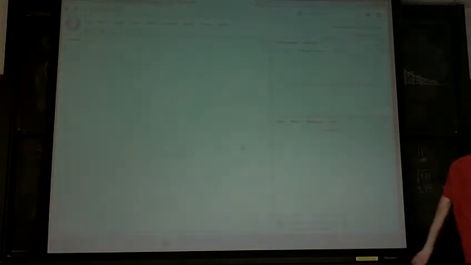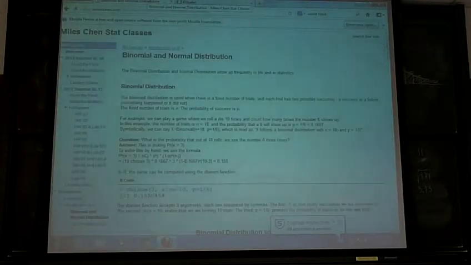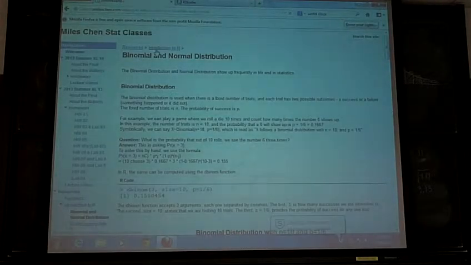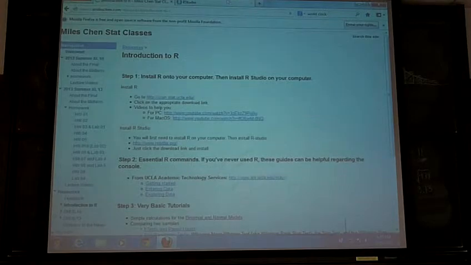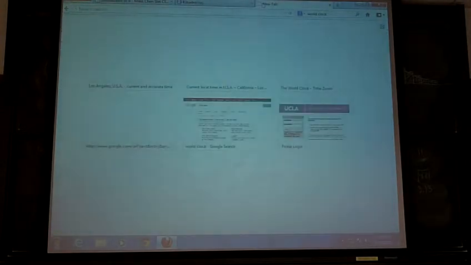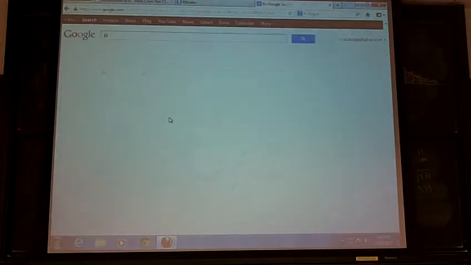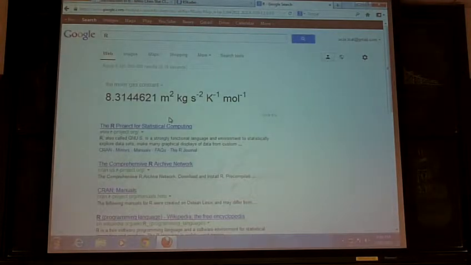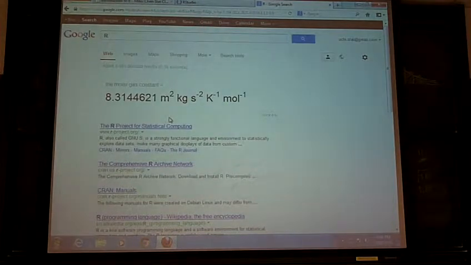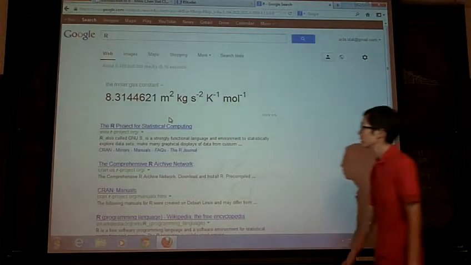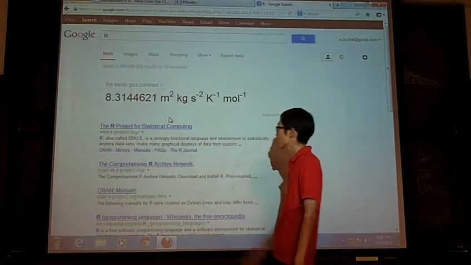Okay, so this week I've given you an introductory lab to do with R. What you're going to have to do is, on your computer, go and search for R. And your very first web link is going to be this.